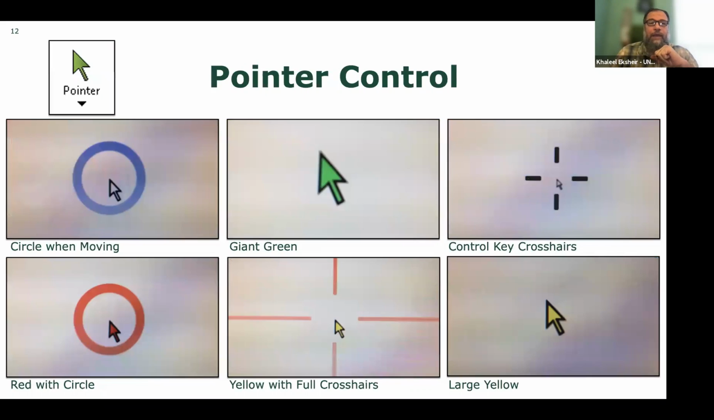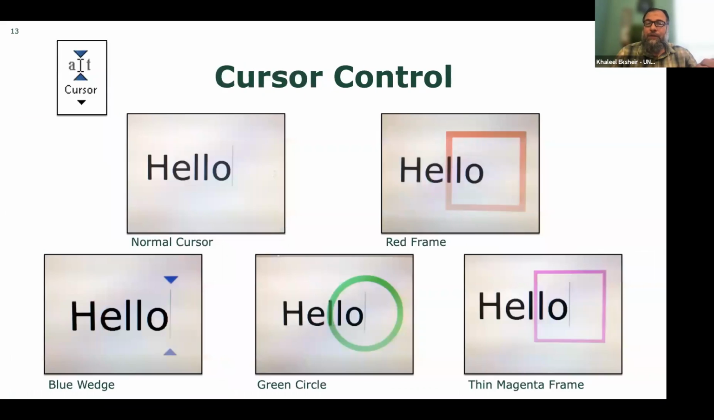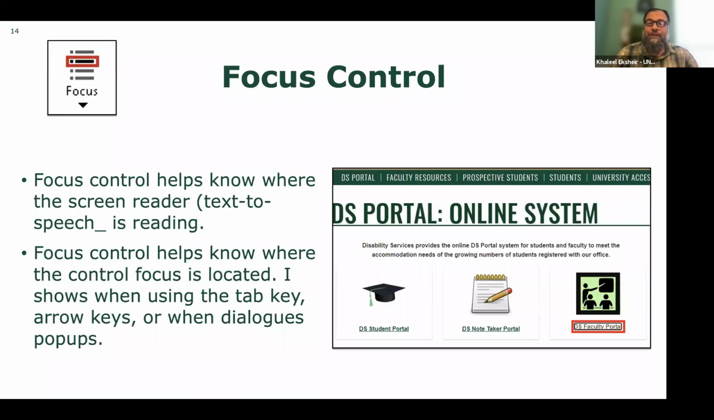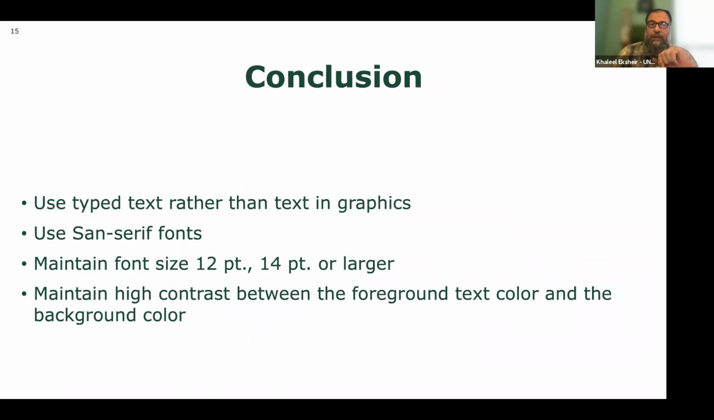Excuse me. The pointer, these are different types of pointers that can be offered. The cursor control, these are different types of controls. As you can see, I took a photo using my cell phone. That's why you see the background color a little bit changed. And this is the focus. And as you change, it helps know where the screen reader is reading. And that actually concludes our workshop for today.